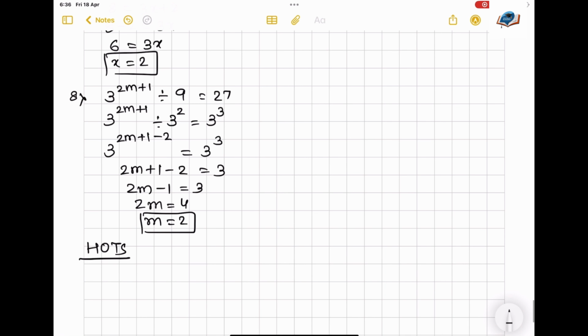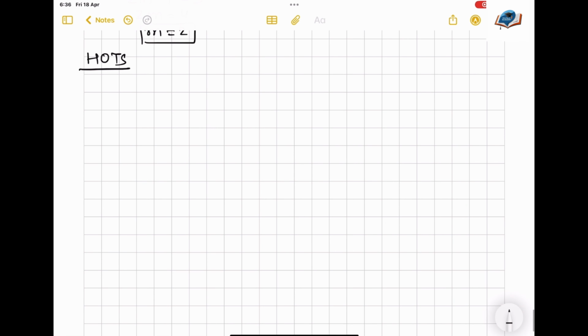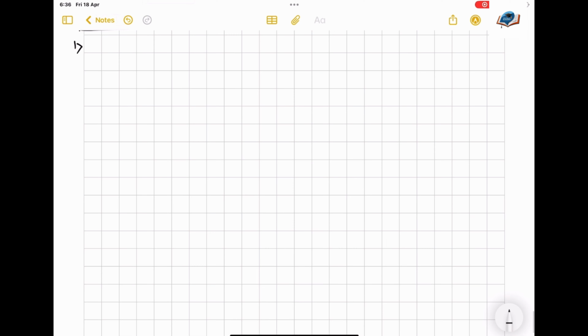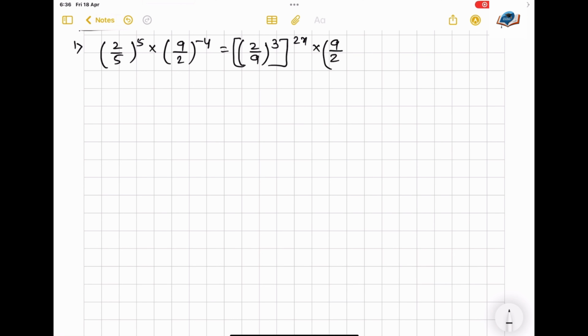It says, first one is find x if (2/5)^5 into (9/2)^-4 equal to (2/9)^3 whole raised to 2x into (9/2)^-3.